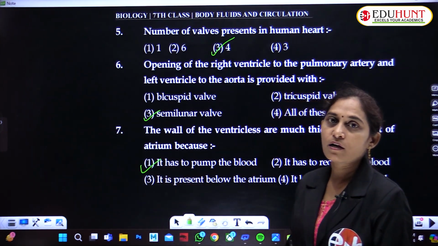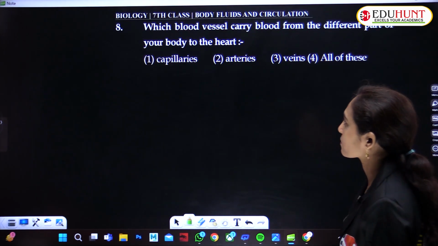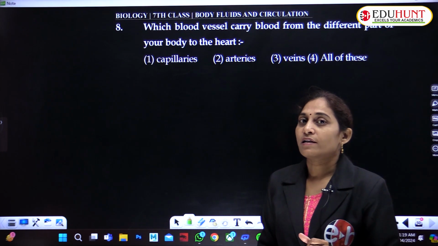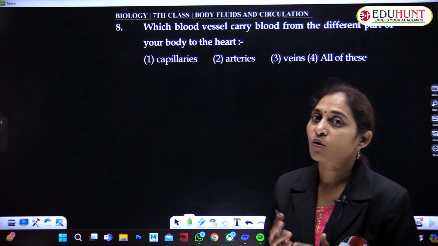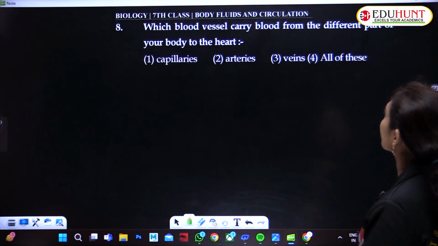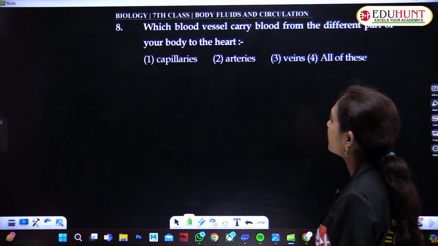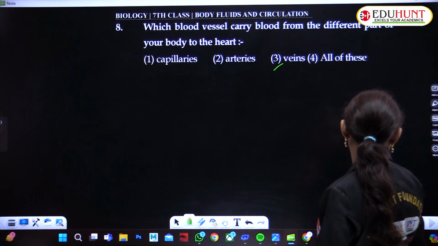to pump the blood to various organs and even to lungs. ఒకటి గుర్తుపెట్టుకోండి, రైట్ సైడ్ ఓన్లీ లంగ్కే పంప్ చేస్తుంది, లెఫ్ట్ సైడ్ it pumps blood throughout the body. Which blood vessel carries blood from the different parts of the body to the heart? Which blood vessel? These are veins.